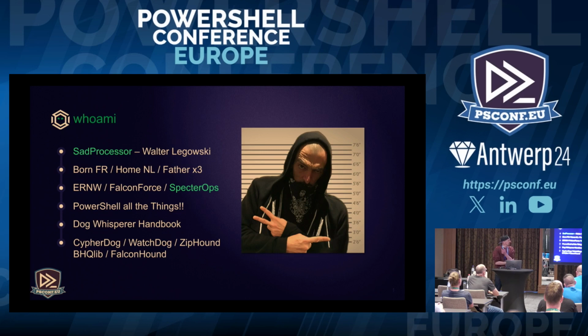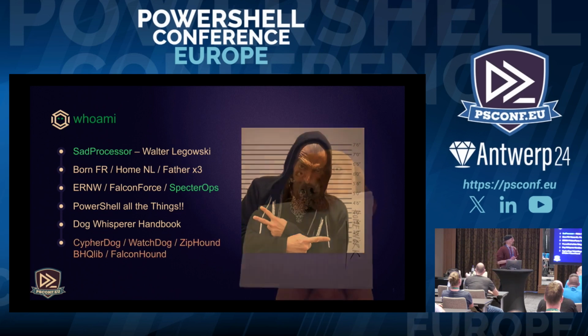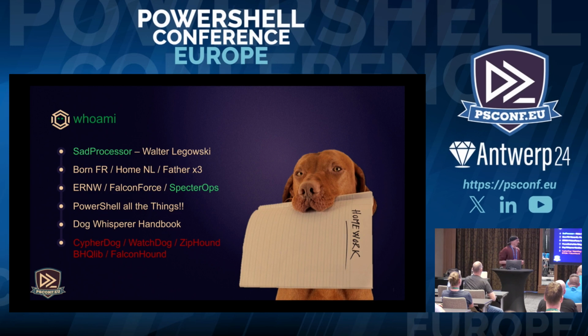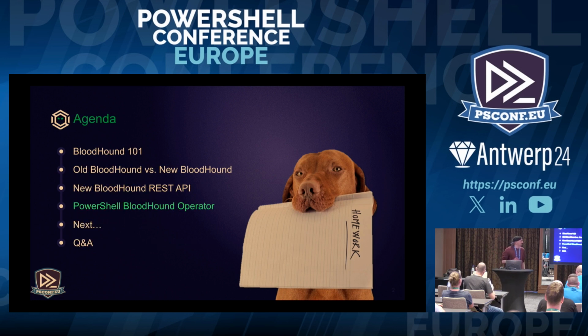Back in the days, I wrote this little Dog Whisperer handbook, which was kind of an unofficial guide to Bloodhound. And over all these years in those previous companies, I wrote CypherDog, Watchdog, ZipHound, Bloodhound Query Library, FalconHound, which were all tools to work with Bloodhound and PowerShell. The new Bloodhound came out with a change in the architecture, and all my tools were obsolete. That's the life of software. So I got depressed. And then I wrote a new module and I made it better. And this is what I'll be presenting today.